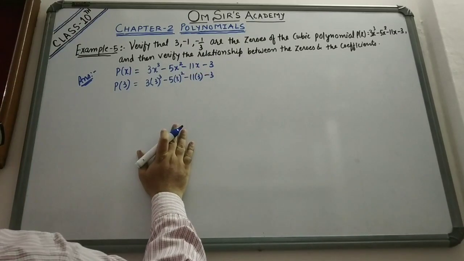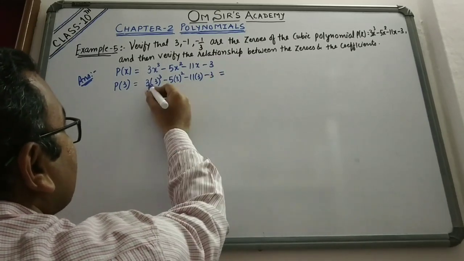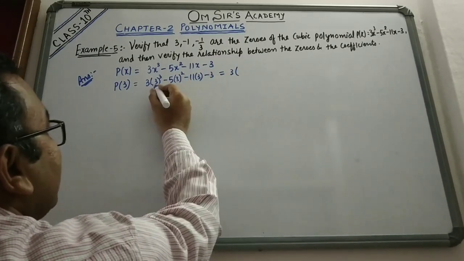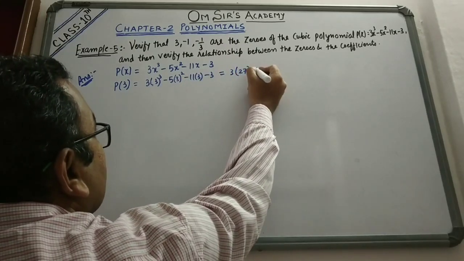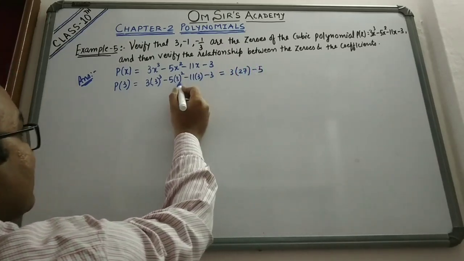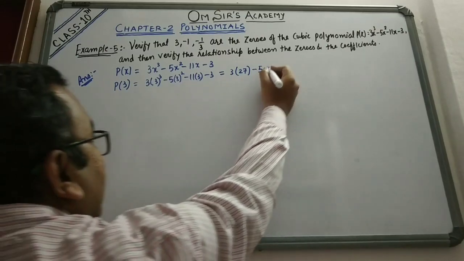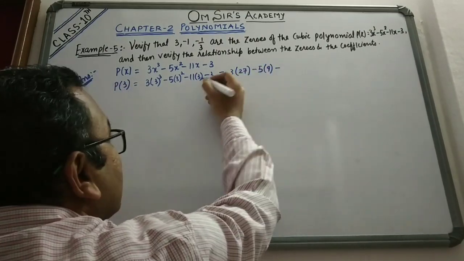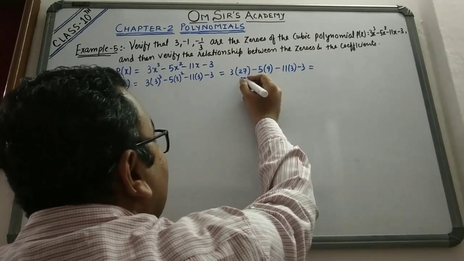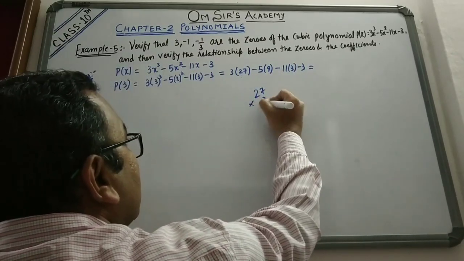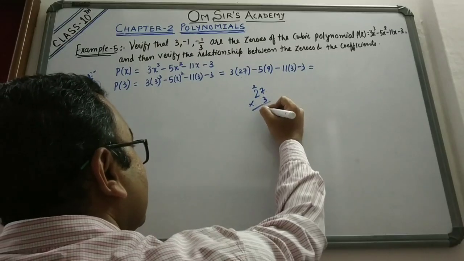Is it clear? So what answer will I get? I'll get 3 into, what is 3 cube? 3 cube is 3 into 3, 9, into 3 is 27, minus 5 into 3 square. What is 3 square? 3 into 3 is 9, minus 11 into 3, minus 3. That is equal to 27 times 3, how much will it be? 7 3s are 21, 3 2s are 6 plus 2, 8.